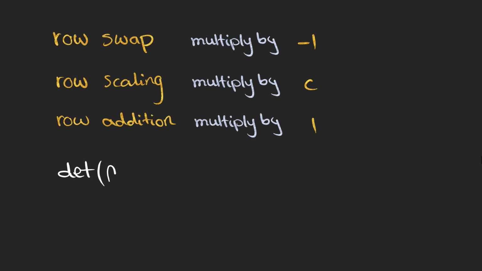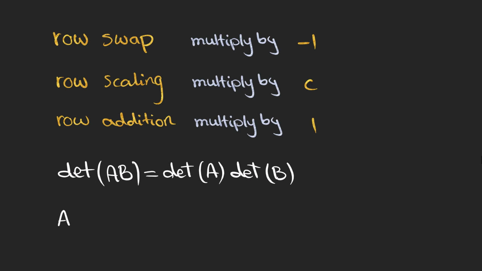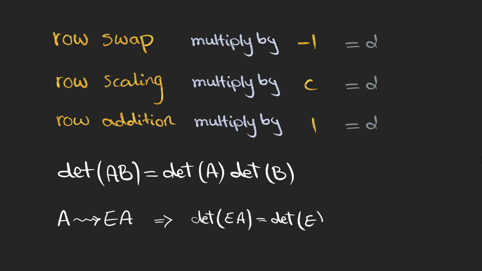There is a very important property for determinants: the determinant of the product of 2 square matrices is equal to the product of the determinants of the 2 matrices. Now, if we can characterize each row operation by a matrix called E, the determinant of E acts as the multiples we came up with earlier.